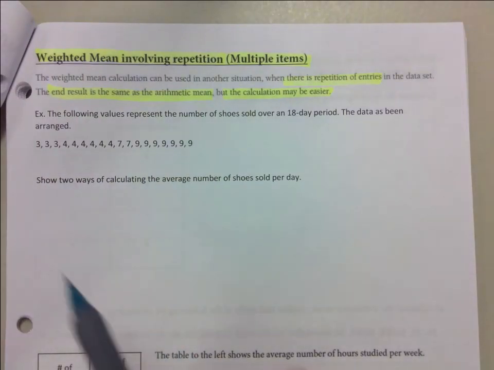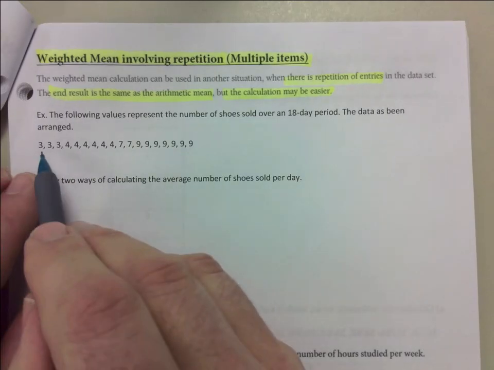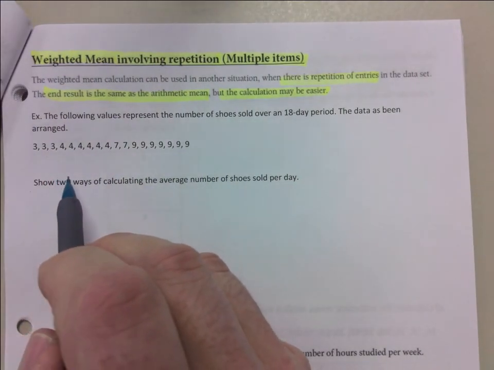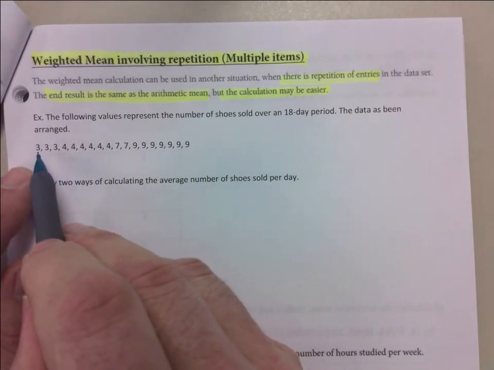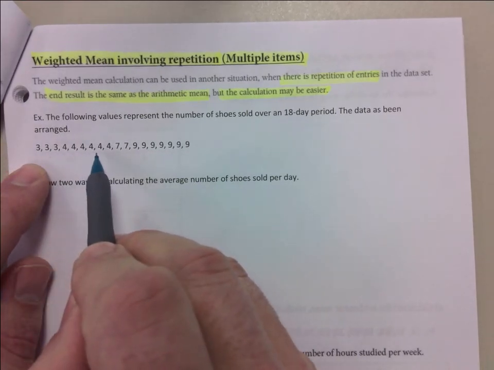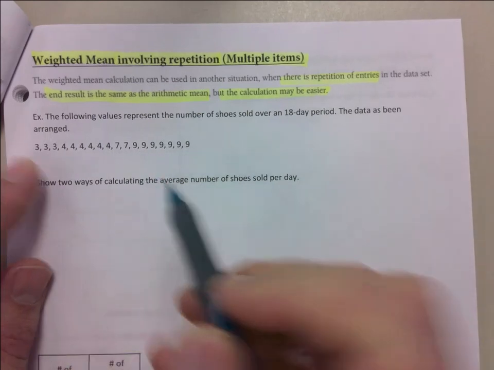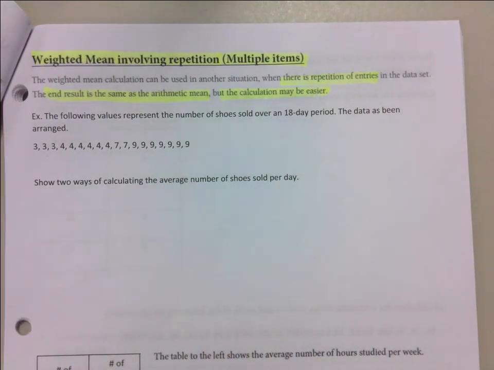Imagine I ask all of you, how many hours of sleep do you get? And I get all different answers. I arrange it, and then I realize I get a bunch of 3s, a bunch of 4s, 7s, 9s, and so forth, right? It's very tedious to just add all of these up individually.